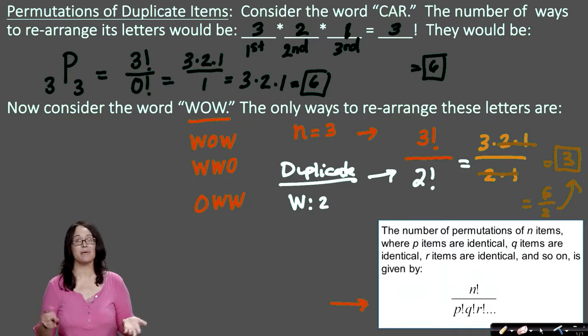And why were there only 3? Because we had the duplication of the 2 W's, that's why. Well, let's try it with a more complicated word before we end this video.